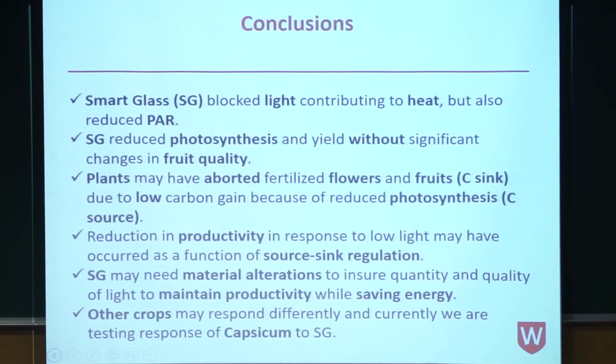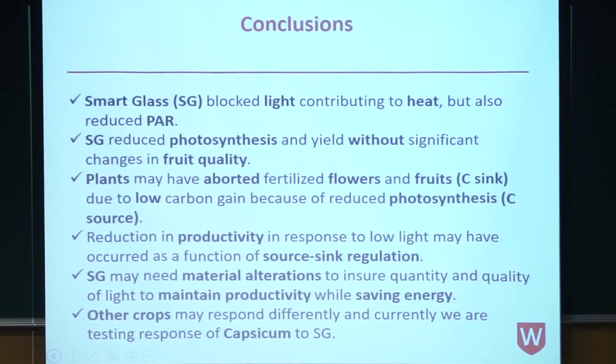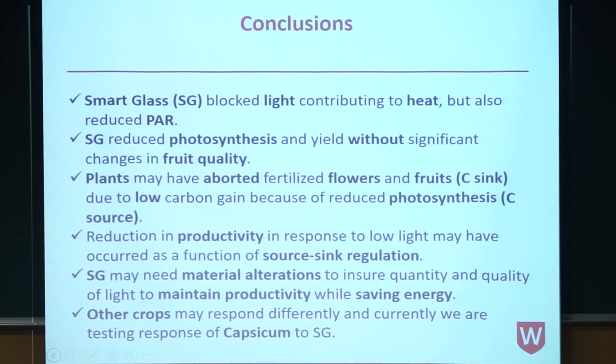So, final slide: the smart glass blocked the light contributing to heat, but it reduced PAR, reduced photosynthesis and yield, and I think it's a source-sink relationship issue, which we're now delving into. Some basic changes in the fundamental plant physiology. So we're going to re-engineer the smart glass, working with engineers to make sure that the characteristics allow UV in, which is valuable biologically, and we have to be able to increase red light penetration, and we can see if we can cut more of the IR out. That's why we're working with the engineers on that.